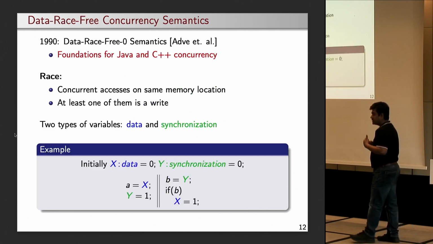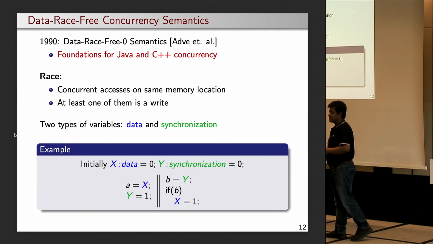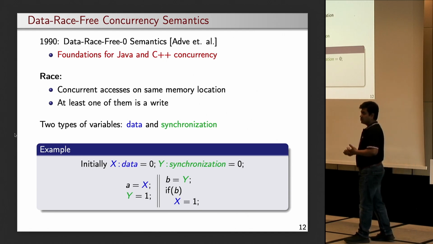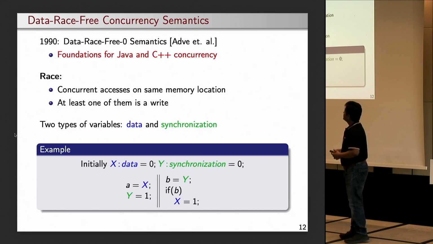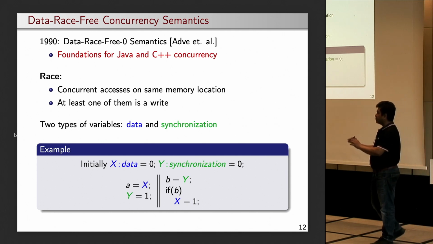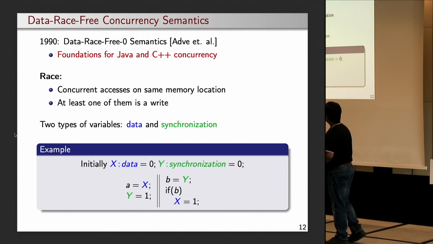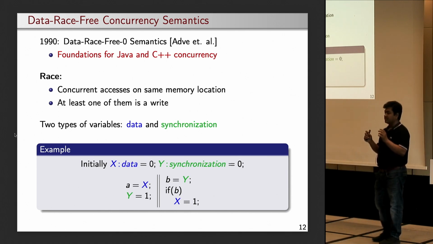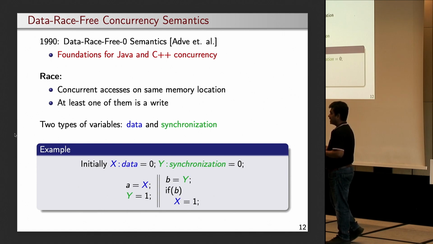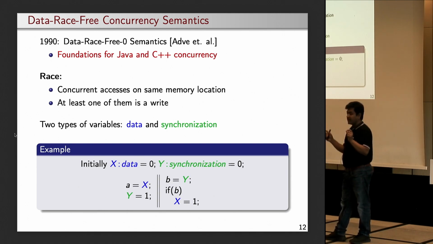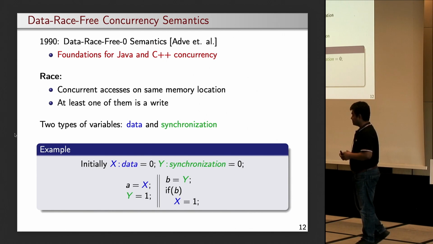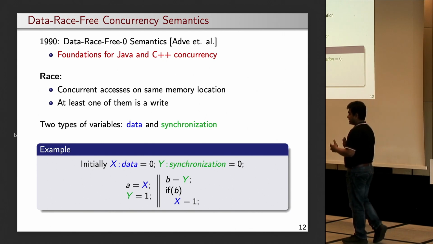So with this goal, this problem has been addressed starting from quite early time. The first model in this case, to my knowledge, is data-race-free concurrency semantics, or DRF0, in 1990. This model came up with a very simple but very elegant solution. It said that if there is a race in the program, then there is a problem. And what is a race? If there are concurrent accesses on the same memory location, and at least one of them is a write operation, then it is possible that this program can be buggy.